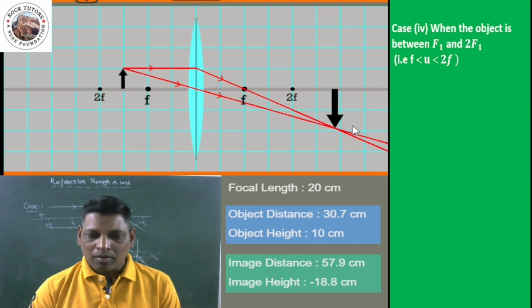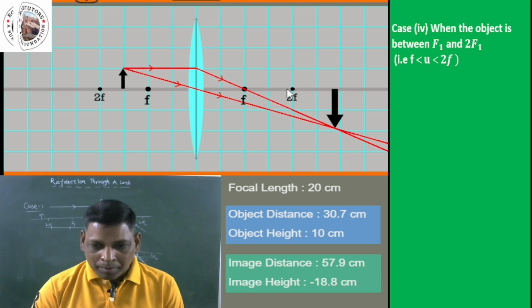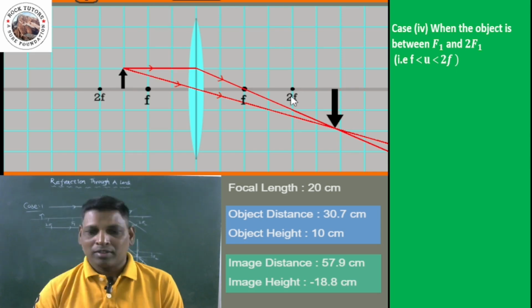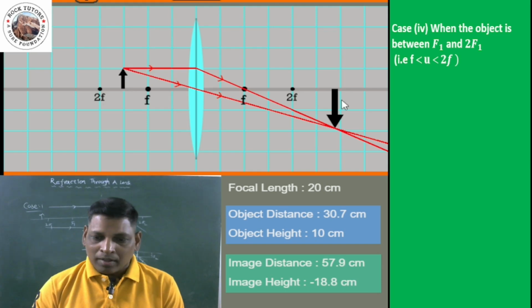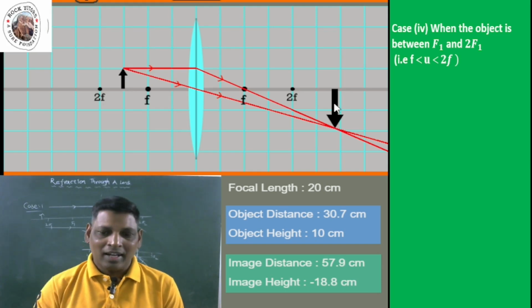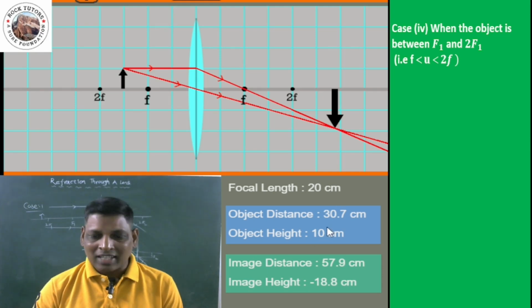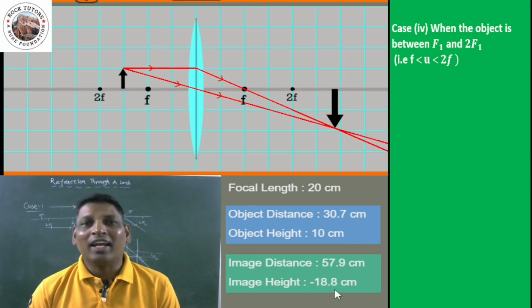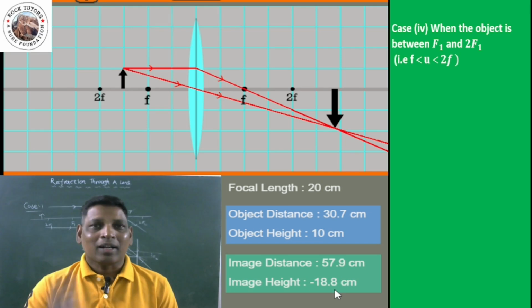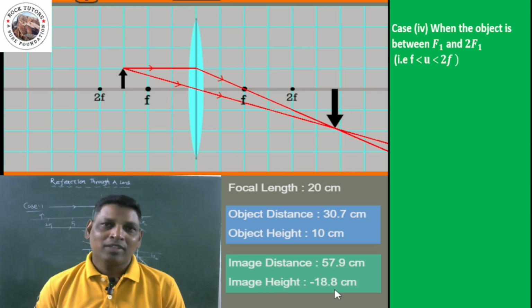Now here the image is formed. Where is the image formed? Beyond 2F2. See here, this is after 2F2. So beyond 2F2 the image is formed, and it is inverted and real. Size of the image: the height of the object is 10 centimeters and the image height is 18.8 centimeters. That means compared to the object, the size of the image is increased. It's large. This is called magnified.